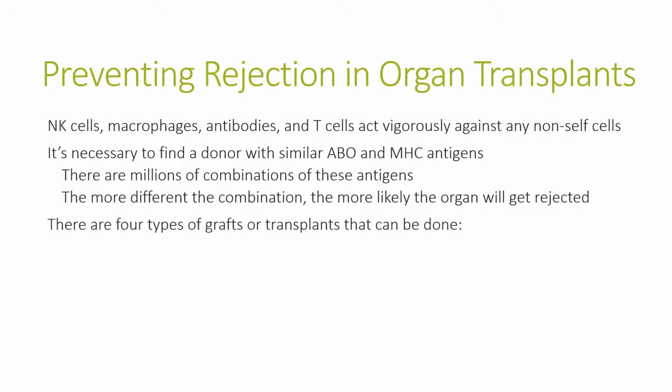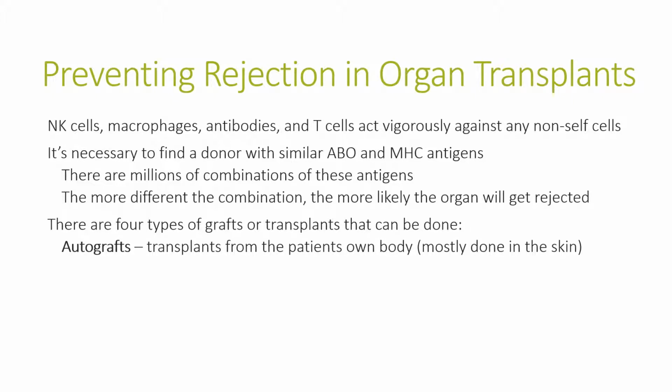There are 4 types of grafts or transplants that can be done, and in each one we have to try to find the best kind of match for these MHC antigens. The first kind of graft is called an autograft, a self-graft, because transplants are taken from the patient's own body. This is mostly done in the skin.